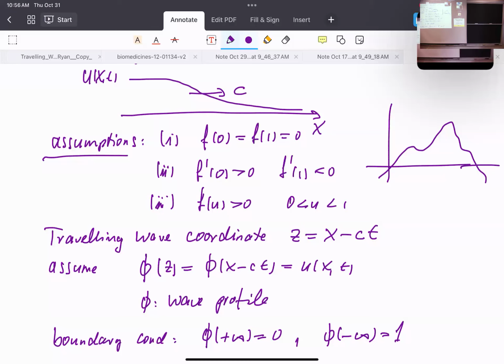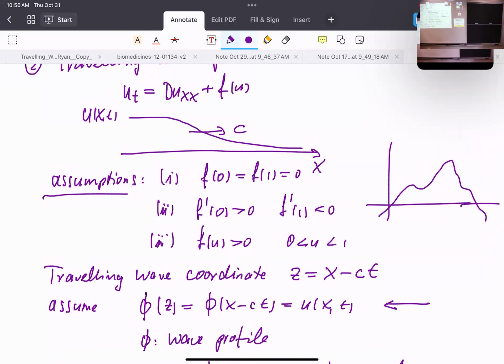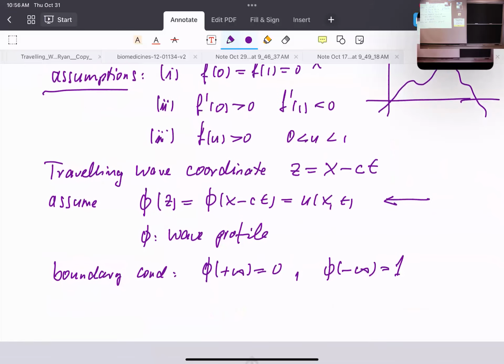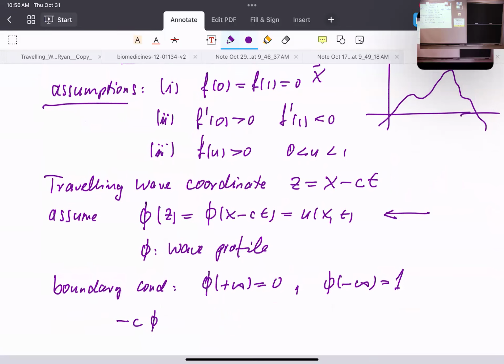So now let's take this and sub it into our Fisher KPP equation right over there. Just follow my thoughts. If you do the time derivative of this phi, you get an inner derivative, minus c. If you do 2 x derivatives, you just get 2 derivatives of phi. There's no inner derivative happening. So what we get is minus c phi prime equals d phi double prime plus f of phi. Again, this is a second order ODE, and we can do the same trick. We introduce something for the phi prime, and then we write this as a system of 2 equations.